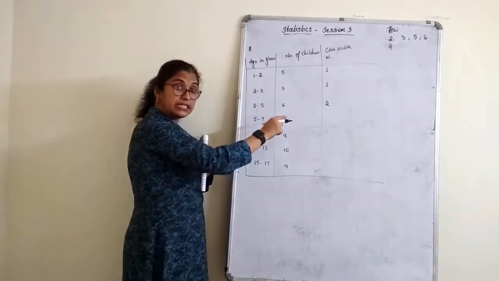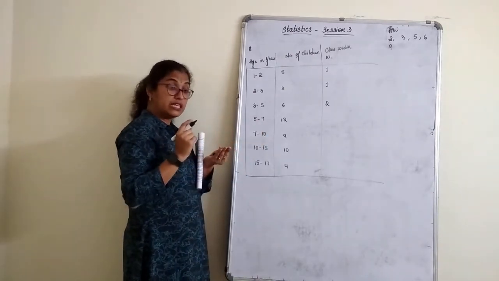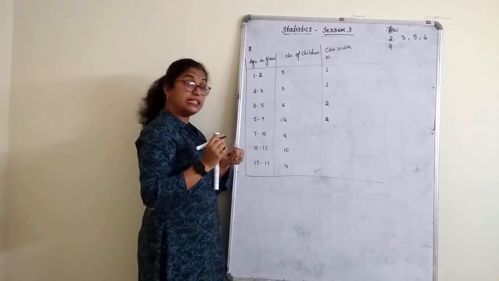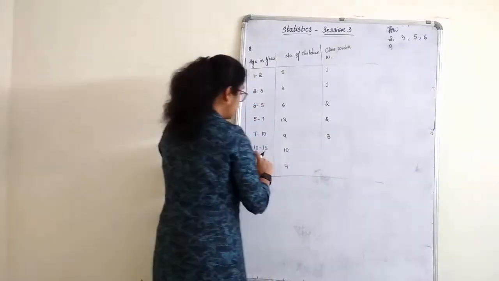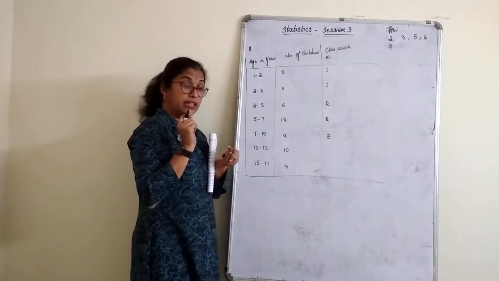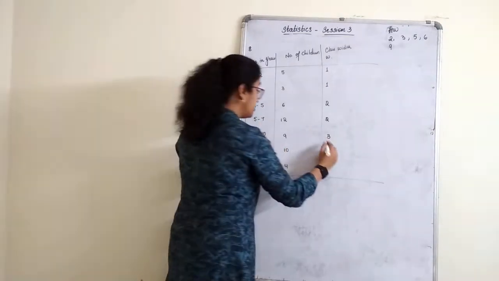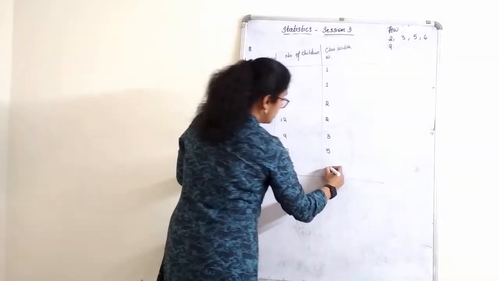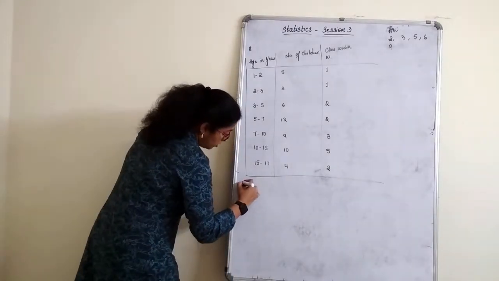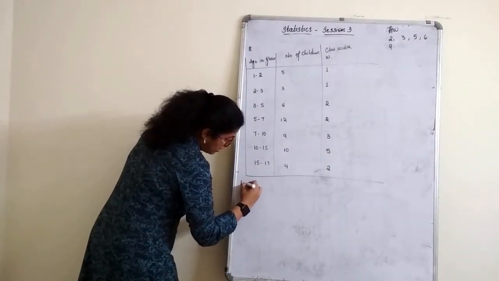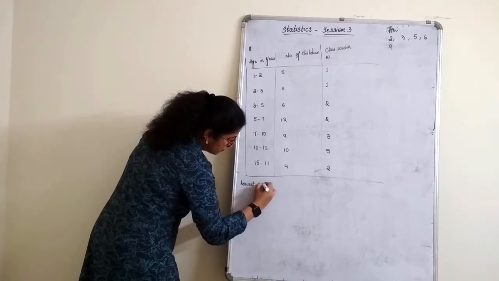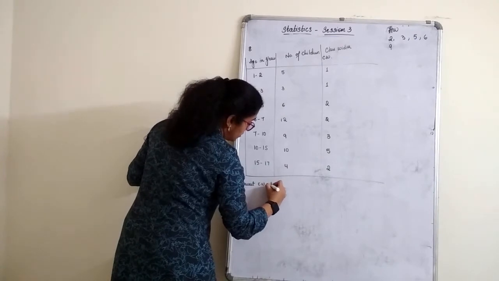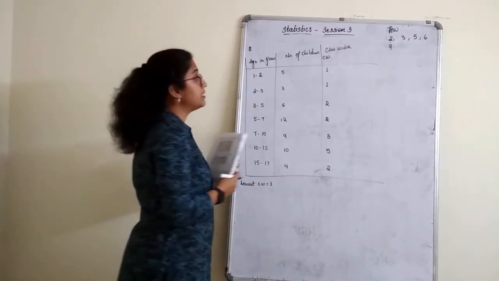See, is it varying? Yes. 5 to 7, 5, 6, 7. So it is 2. 7 to 10, 7, 8, 9, 10. So this is 3. 10 to 15, 10, 11, 12, 13, 14, 15. So it is 5. 15 to 17, 15, 16, 17. So this is 2. Minimum or lowest class width, CW, we can write here. Lowest class width is 1. That has to be always written.